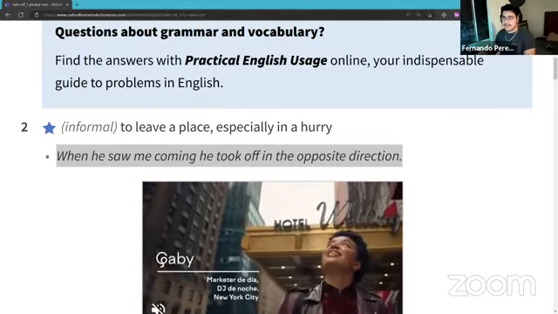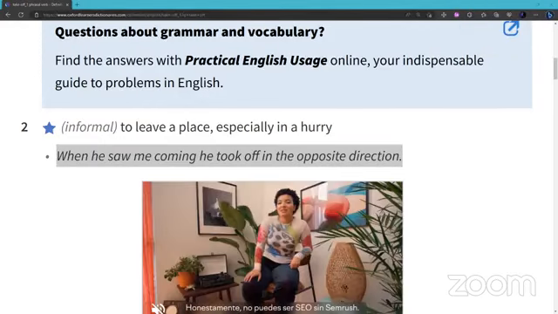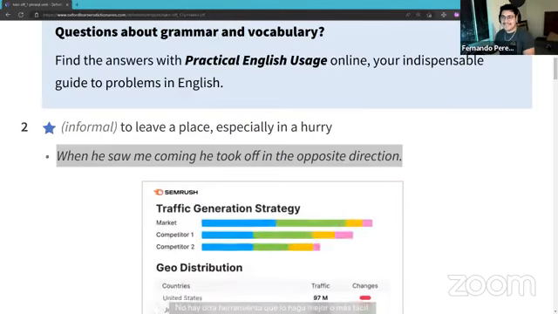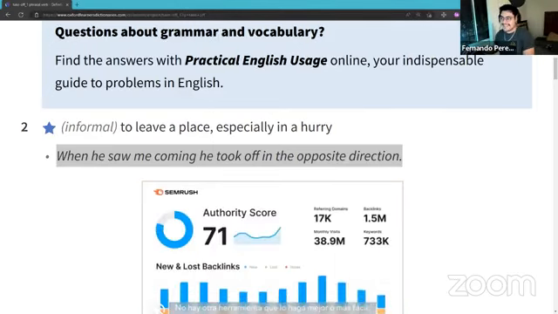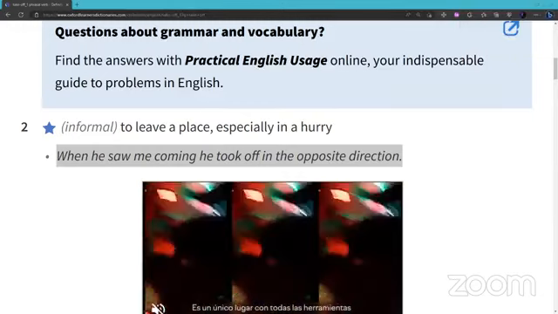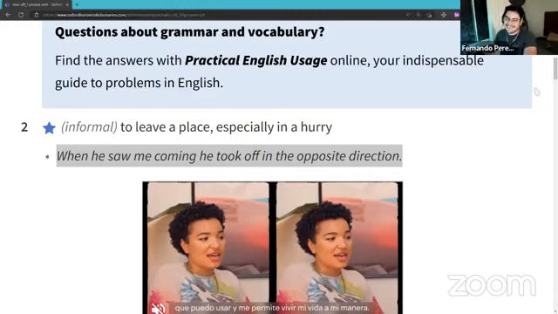Let's go. Leonard used to say this to Sheldon, I guess. Okay, probably. Yes. He saw you and he took off. You know, like, bye bye. I don't want to speak with Sheldon. That's the one.